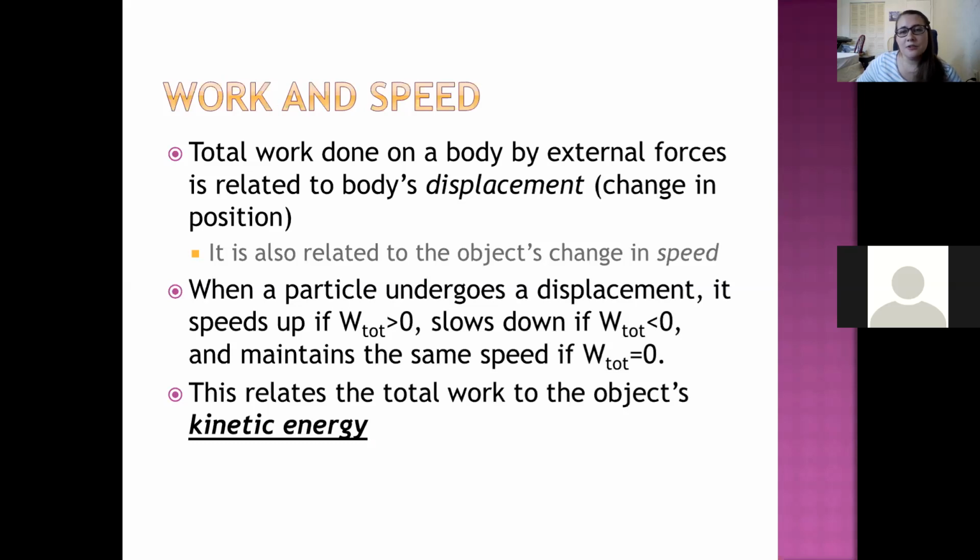So when a particle undergoes a displacement, it will speed up if the total work is greater than 0, if the total work is positive, right? And that should make sense to us because if the total work is positive, then it's like you're pushing it in the direction that it's already moving, and so it's going to speed up. It'll slow down if the total work is negative, because that's just like friction. If you're trying to pull it backwards as it's trying to move forwards, then you're going to slow it down. And it'll maintain the same speed if your total work is 0, because you're just not doing anything to interfere with its speed at all.